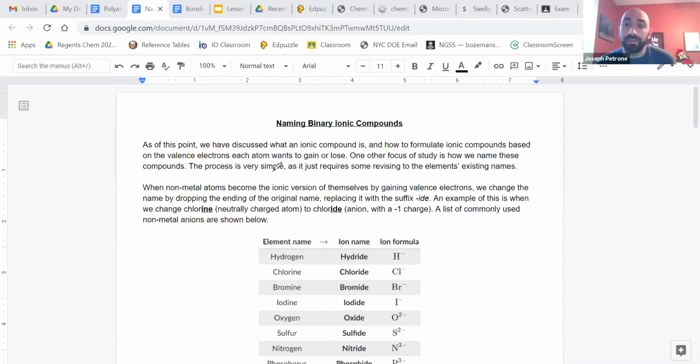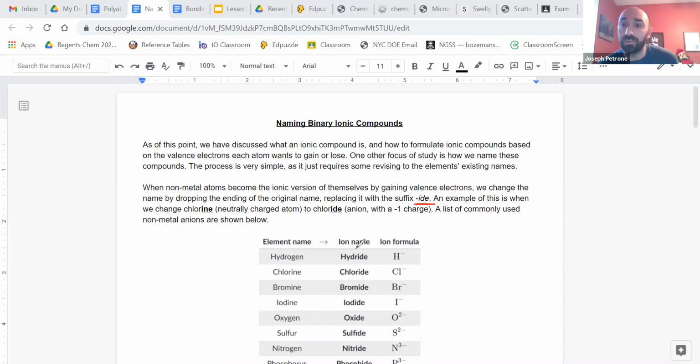And in order to state that it is an ion and no longer an atom, we change the suffix of the name, so the last part of it. So typically, the elements have their basic name like hydrogen, chlorine, bromine, iodine, etc. And we're going to drop that ending and give it the ending -ide. So an example is when we go from chlorine, the chlorine atom, which is neutrally charged, to the chloride ion. So it's an anion, -1 charge. So this is common, proper nomenclature, so how to name these ionic compounds.